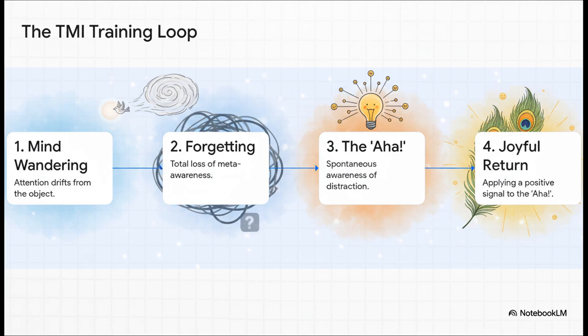So here's what the training loop actually looks like in practice. Step 1, your mind wanders. Totally normal, happens to everyone. Step 2, you completely forget you were even supposed to be focusing. And then, and this is the absolute key, Step 3, you have that spontaneous aha moment. You suddenly realize you've been distracted. The training is so simple. You apply a positive, joyful reward signal right at that instant of realization.